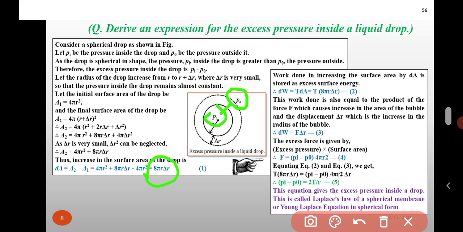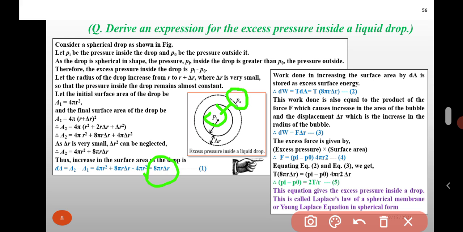This work done is also equal to the product of the force F, which causes the increase in the area of the bubble, and the displacement delta r, which is the increase in radius of the bubble. And therefore dW is equal to F into delta r. The excess force is given by excess pressure into surface area, and therefore F is equal to (Pi minus P0) 4 pi r squared.